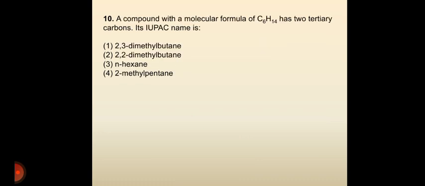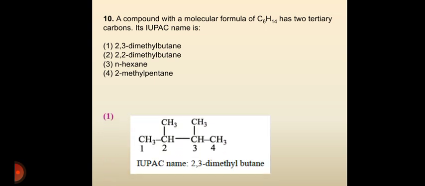So the next question is, a compound with a molecular formula of C6H14 has two tertiary carbons. Its IUPAC name is. The correct answer is option 1. That is 2,3-dimethylbutane. Here carbon 2 and carbon 3 are tertiary carbons.